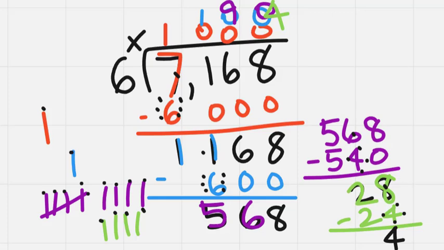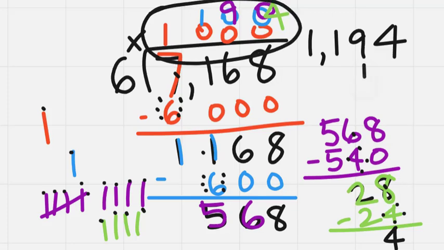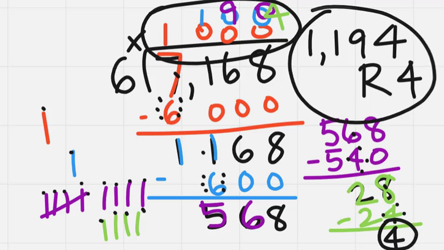This means that our answer is 1,194, which is what we have up here, with a remainder of 4, which is what's left over down here. So 1,194, remainder 4 is our answer. Be sure to check your work.